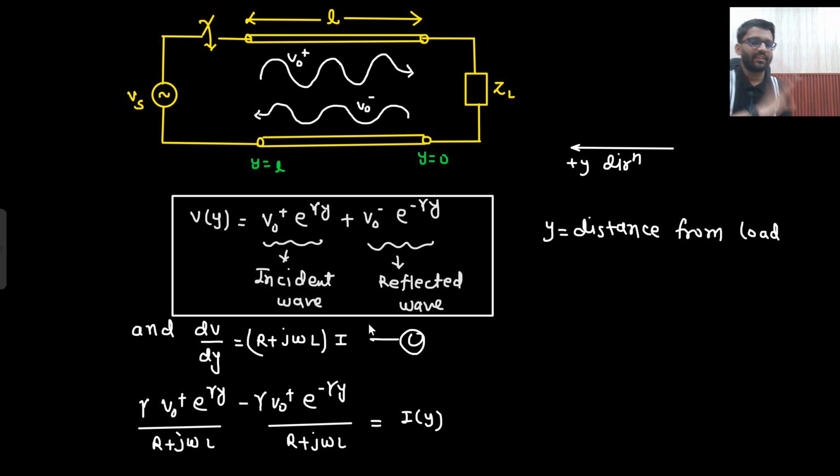I just did the differentiation, nothing else. When I did the differentiation of this, gamma would come divided by R plus j omega L. When I did the differentiation of this, minus gamma would come divided by R plus j omega L. This is your Iy equation. Now I am defining a term. That term is R plus j omega L divided by gamma. This I am defining as Z naught, and I will call it characteristic impedance.